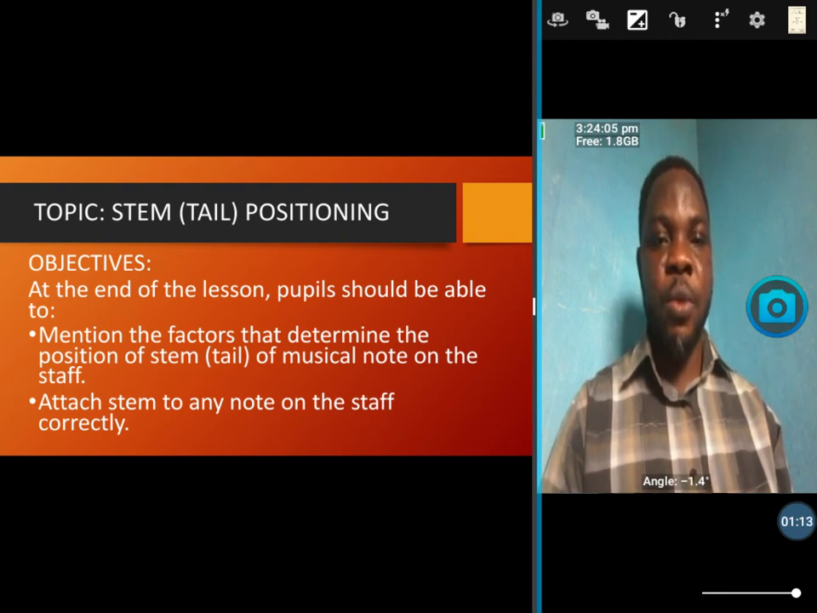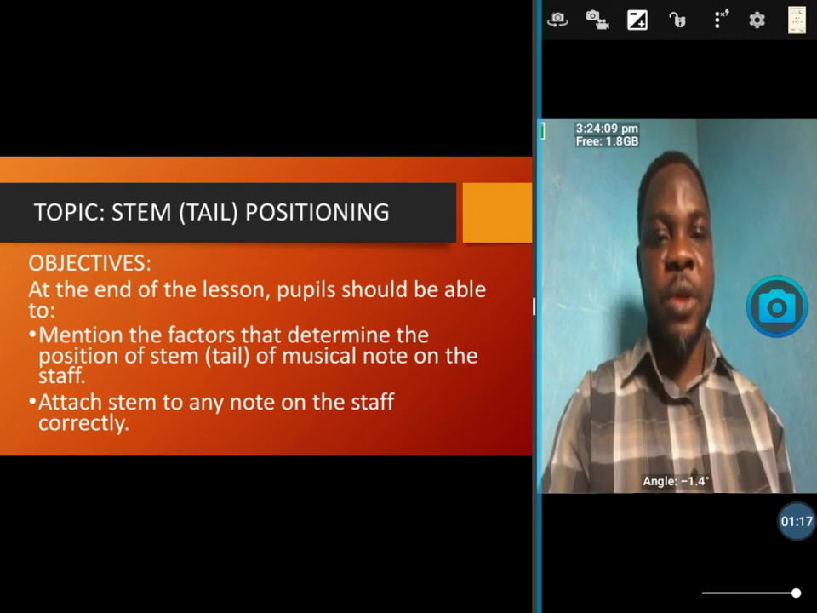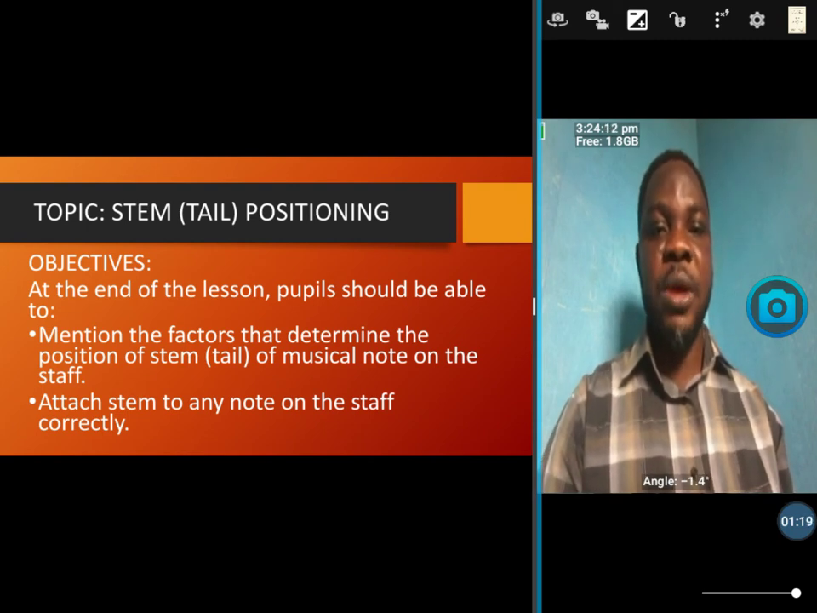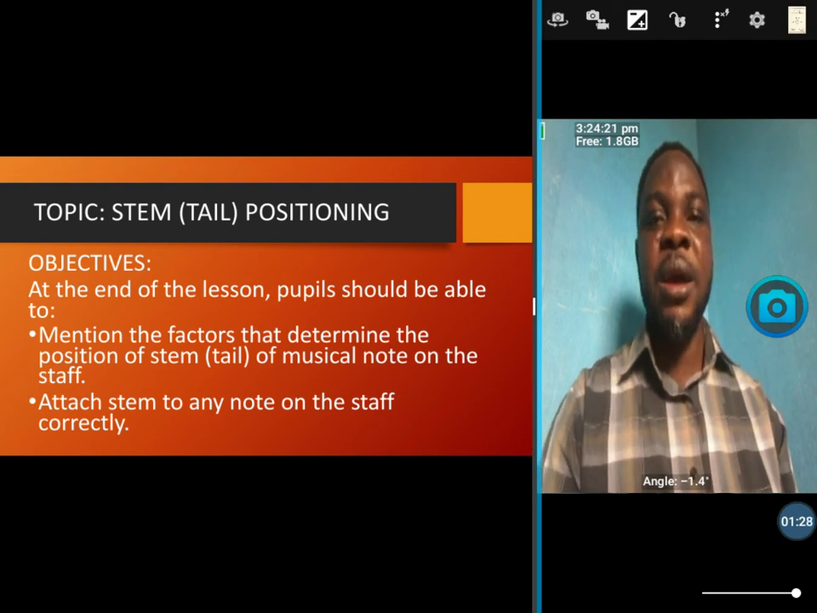When can it go either way? There's some factors that determine that. At the end of the lesson, you are expected to know that. And at the end of the lesson, you should be able to attach stem to any note on the staff correctly. So sit down quietly, get your right materials, and let us go into the lesson proper.